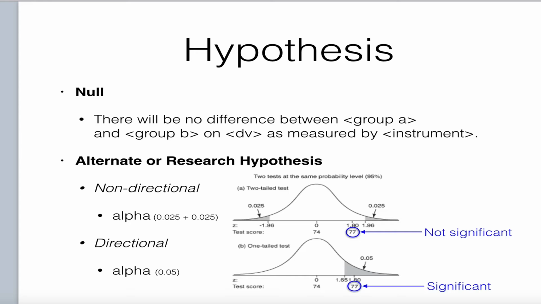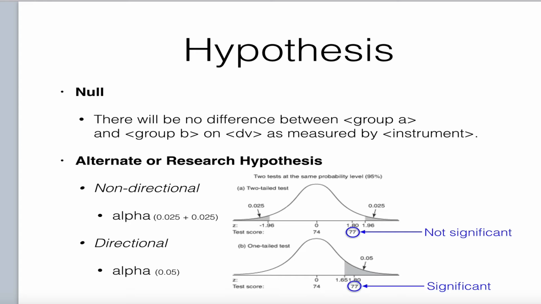Throughout this course, unless otherwise specified, alpha will be at the 0.05 level. In a non-directional hypothesis, you're only asking the question if the two means are different. You're not asking a question that would imply that one of the means will be greater or less than the other. When you do this, you have to split the 0.05 into two ends of the distribution such that there is 0.025 on one end and 0.025 on the other end.